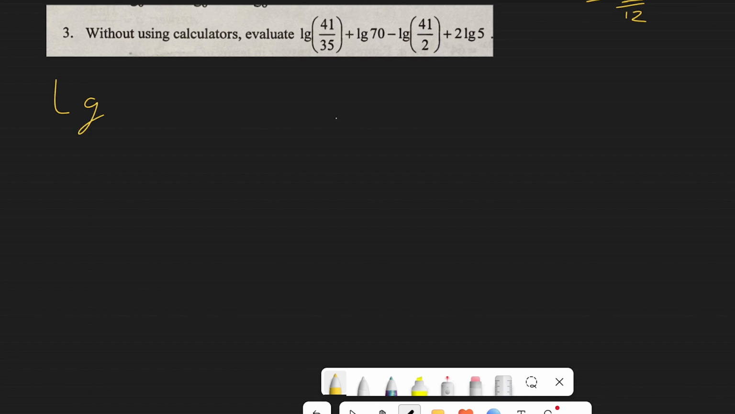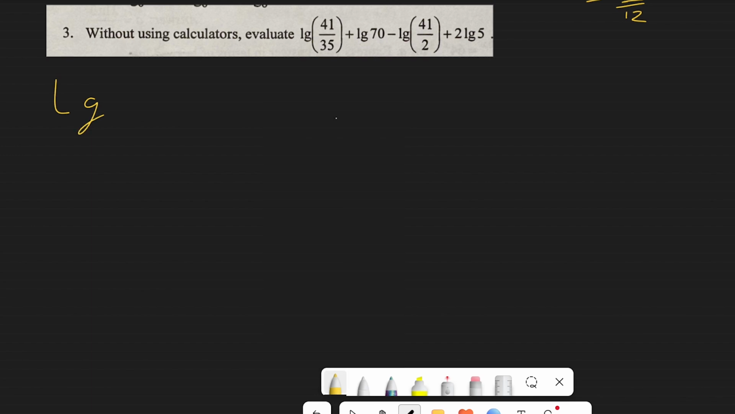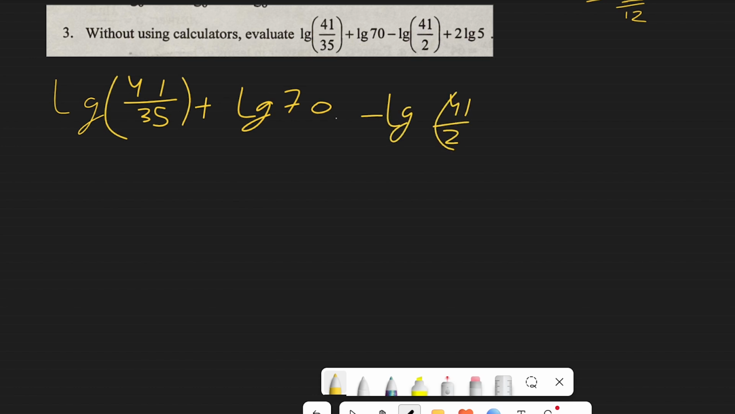Okay, so lg, let me just make it thicker. lg 41 over 35 plus lg 70 minus lg 41 over 2, you can write brackets over here, plus 2 lg 5. Okay, so it is a similar question, but the drill remains the same. First we need to see there are no coefficients, like the coefficient is 1 over here, 1 over here, 1 over here, but 2 over here, right?